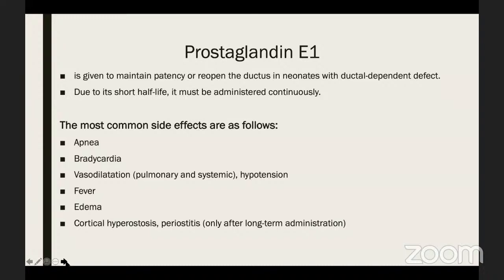Usually it's given to maintain the patency or reopen the ductus in neonates with ductal dependent defects. Due to its short half-life, it must be administered continuously. We have to know the most common side effects associated with prostaglandin, which are apnea, bradycardia, vasodilatation, effect on pulmonary or systemic circulation, hypotension, fever, edema, and on long-term administration, the patient might get cortical hyperostosis or periostitis.